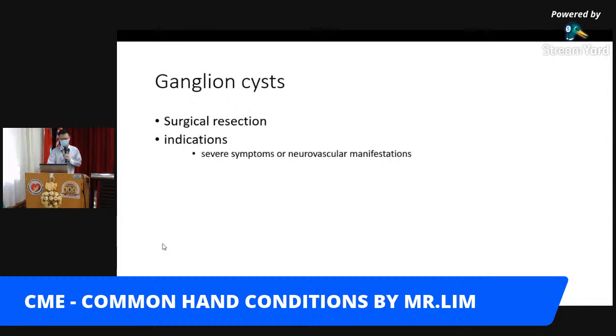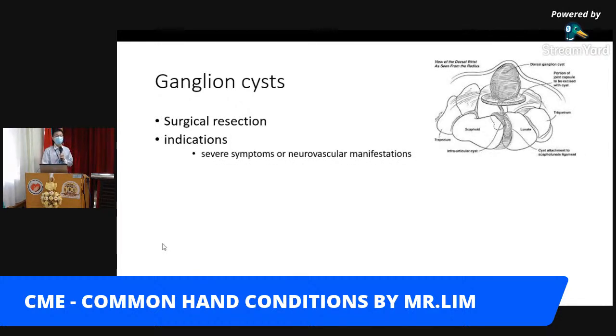So the next option for the patient is surgical resection. Kita buat operation under LA most of the time. Sometimes in the volar ganglion, we might need GA.